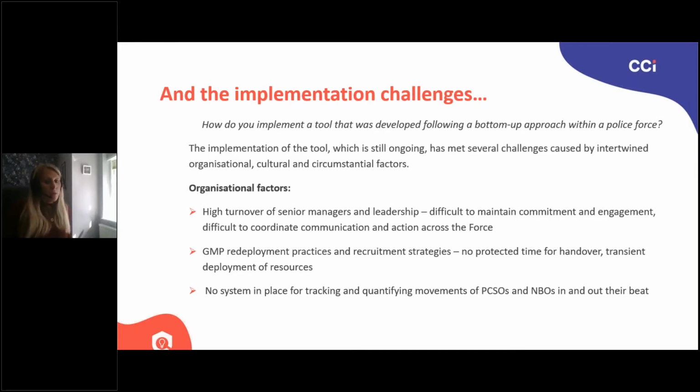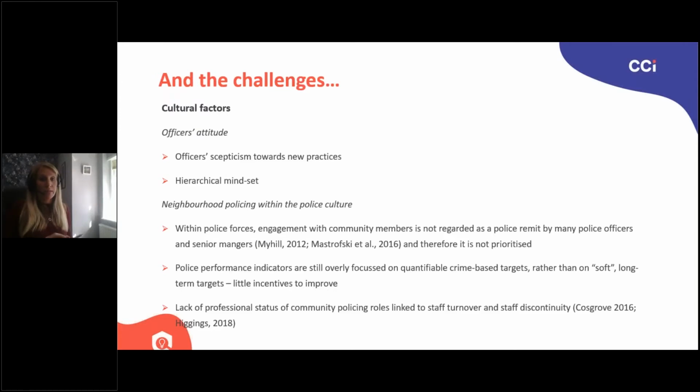Moreover, at the moment, GMP does not have a system for tracking and quantifying the movement of officers in and out of their beat area, which makes it more difficult to understand the negative impact that this can have for communities in Greater Manchester.